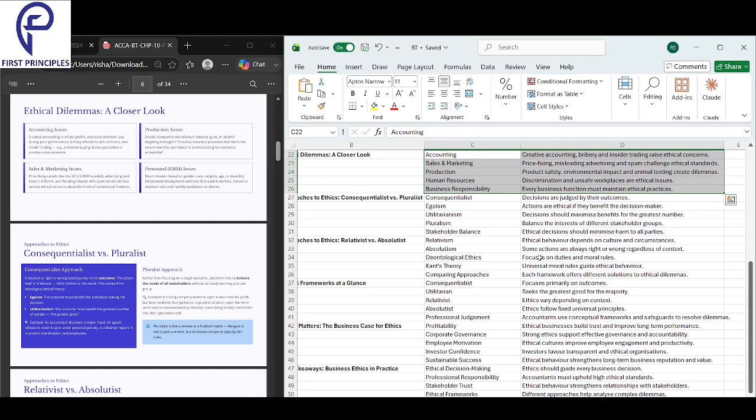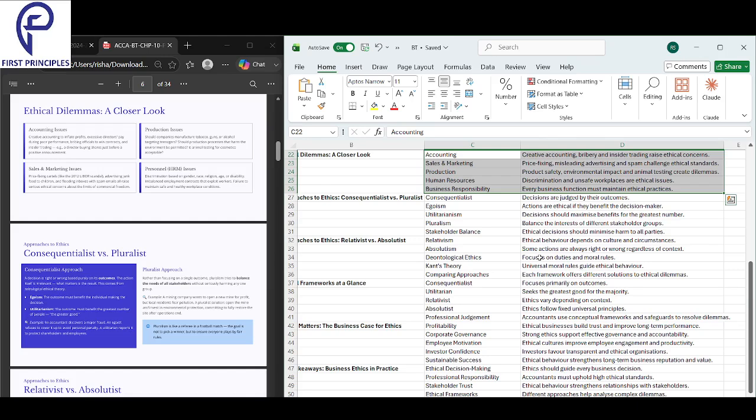The first is accounting. Creative accounting, bribery, and insider trading raise some ethical concerns. Sales and marketing, price fixing, misleading advertising, and spam challenge the ethical standards. Production, product safety, environmental impact, and animal testing create dilemmas. Human resources, discrimination, and unsafe workplaces are ethical issues. Business responsibility, every business function must maintain ethical practices.